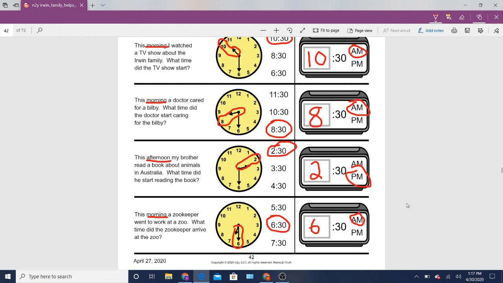Okay, so there is a review on singular and plural, nouns and verbs, and time to the o'clock, to the hour, and to the half hour. And next time we'll review some other things that we worked on in class.